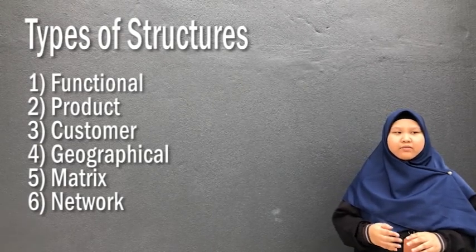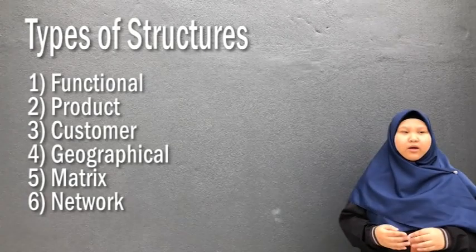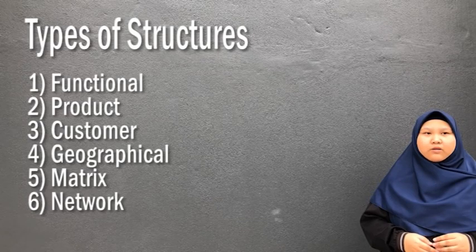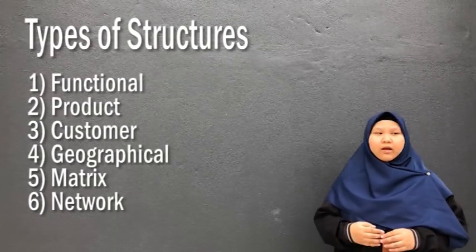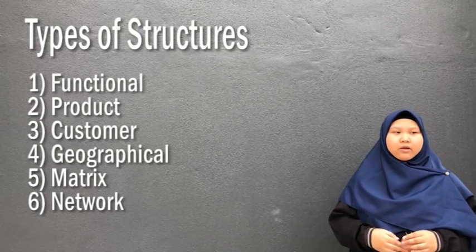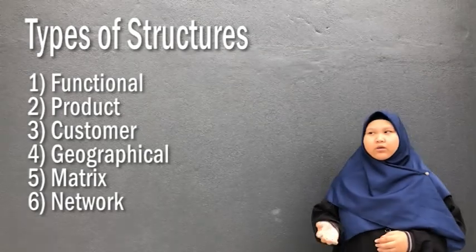The fifth one is matrix. Matrix is a multiple command system where the task is divided into different types of tasks at the same time, which is multitasking. The sixth one is network. Network is where a major task is separated into different companies located in different locations.